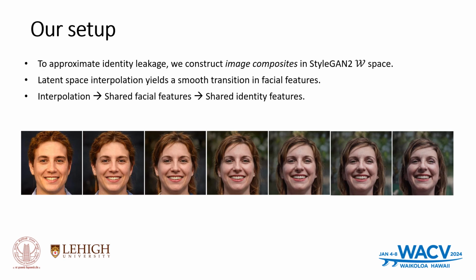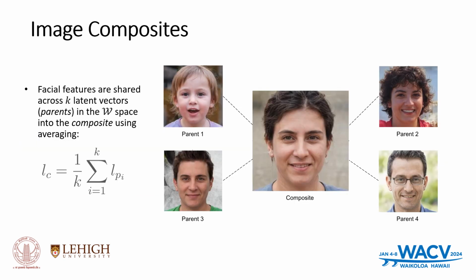Our work involves approximating identity leakage using image composites created in the StyleGAN2 W space. This is because in essence, identity leakage causes a face to contain identity features of other faces. This can be approximated via latent space interpolation, which captures facial content shared across interpolated latent vectors. By extension, the shared facial content leads to shared identity features. We construct image composites by averaging k latent vectors or via equal interpolation between them. This shares the identity information of the parents with the composite.